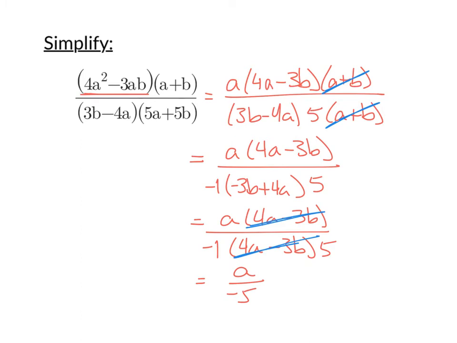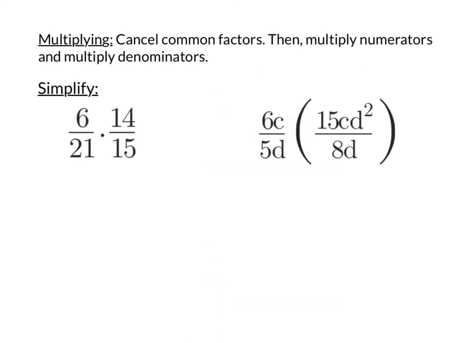The important thing to remember is that when you want to switch the order of subtraction, you have to factor out a negative 1. Well, how about multiplying? Think about how you would multiply two fractions together. For instance, when I have 6/21 times 14/15, what we would do first would be just to find some common factors.